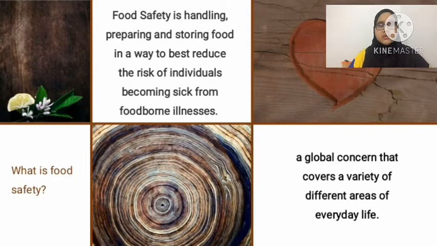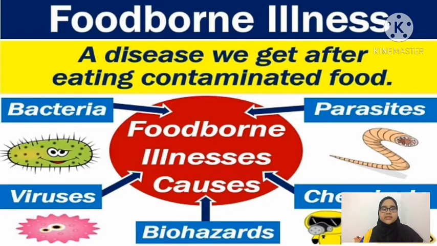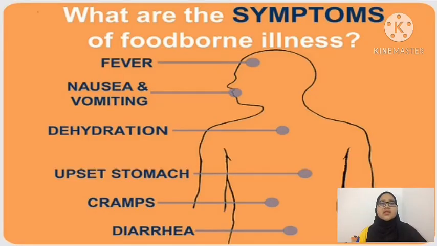Food safety is a global concern that covers a variety of different areas of everyday life. Foodborne illness is a disease we get after eating contaminated food. The causes of foodborne illness are bacteria, virus, biohazard, chemical, and parasite. Next, the symptoms of foodborne illness are fever, nausea and vomiting, dehydration, upset stomach, cramps, and diarrhea.